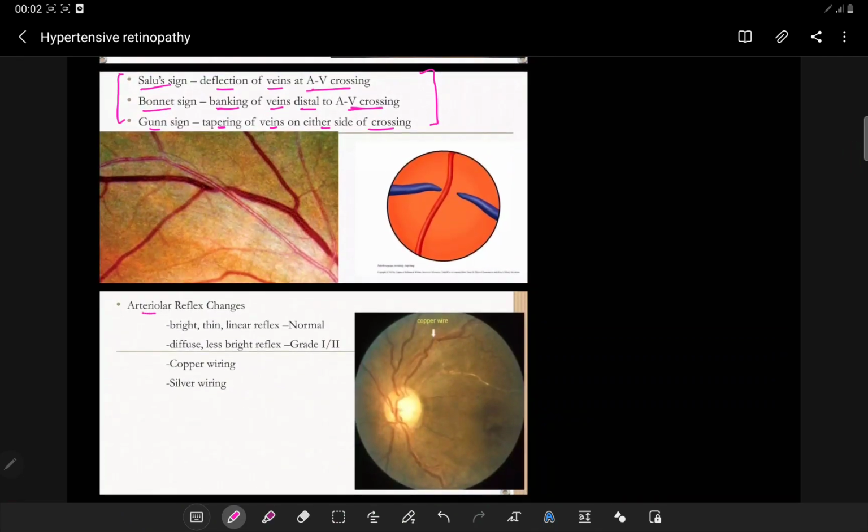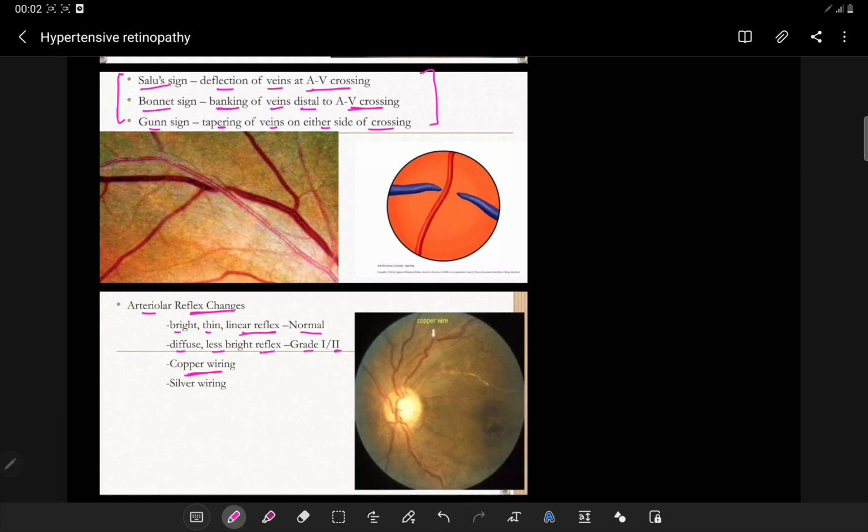Then we have the arteriolar reflex changes. First, we have to understand what a normal arteriolar reflex is, which is a bright, thin, linear reflex. This is the normal light reflex of the normal retinal vasculature, which is formed by the reflection from the interface between the blood column and the vessel wall. So normal is this, but in grade 1 and grade 2 of hypertension, which we'll see, it's a diffuse and less bright reflex.